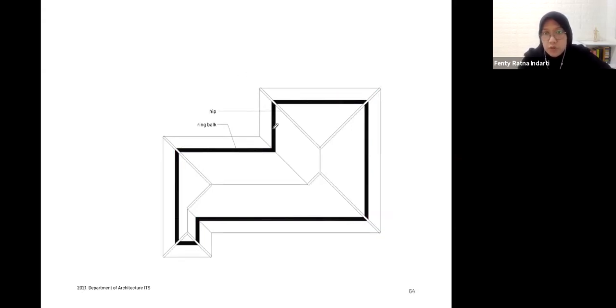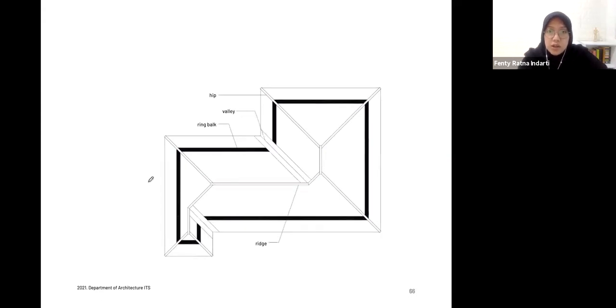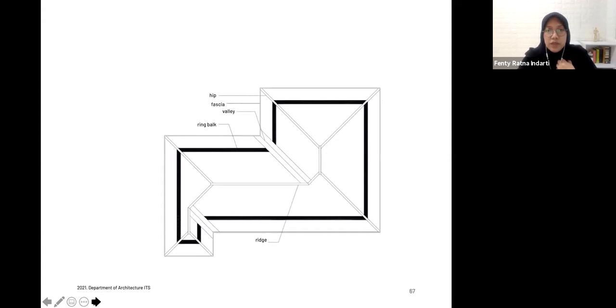Then try to draw the hip. So after you know the ring bulk there, and then draw the hip like this, following those lines at the beginning. And then you draw the ridge to connect it. And then after that, you draw the valley. Well, actually, you can do the hip and the valley together as well. And then after that, you can draw the fascia.